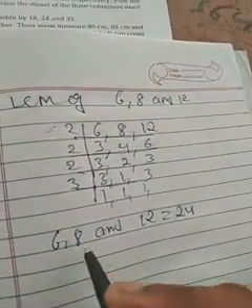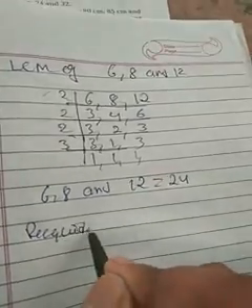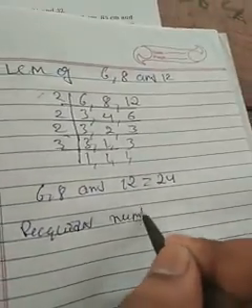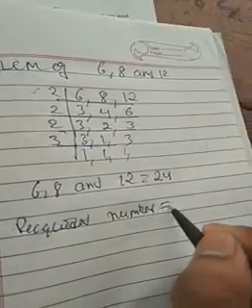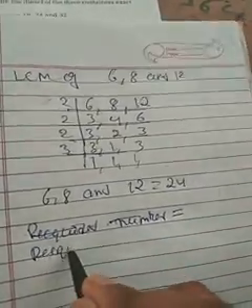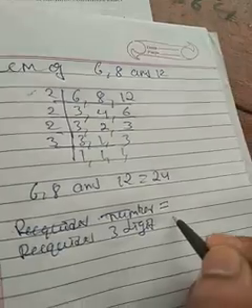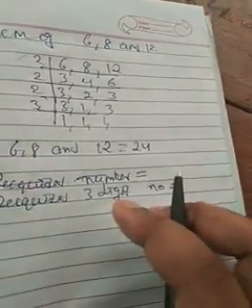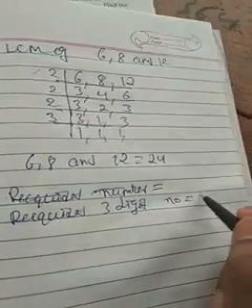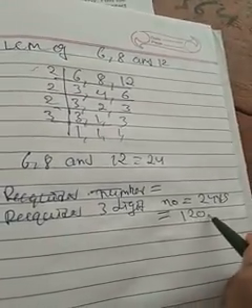Now the required 3-digit number is equal to 24 into 5, which is equal to 120. Answer.